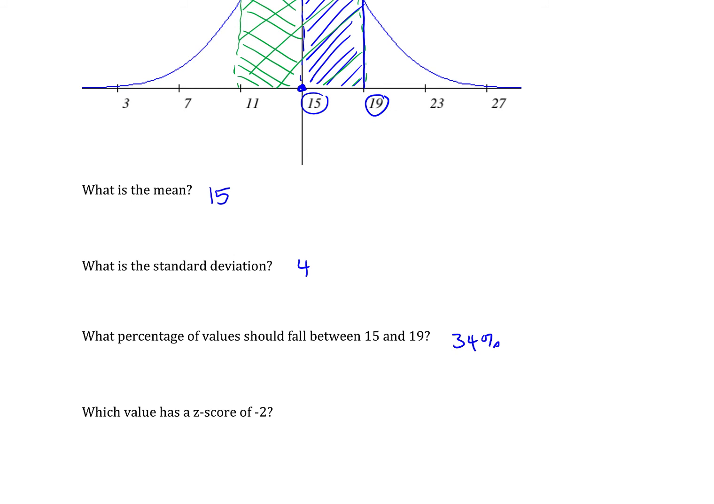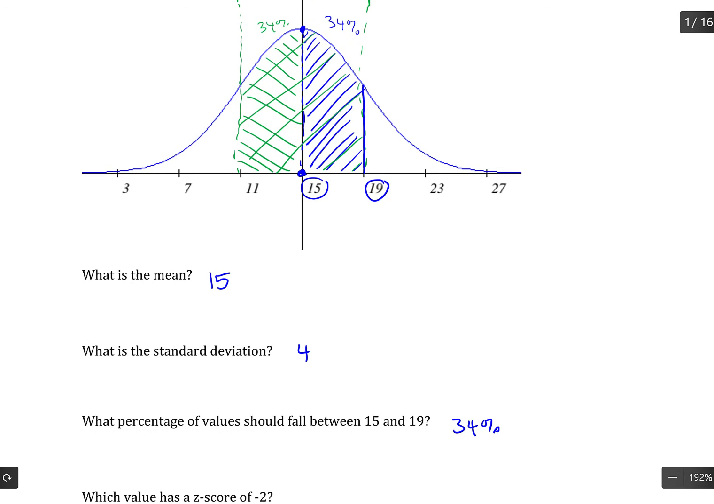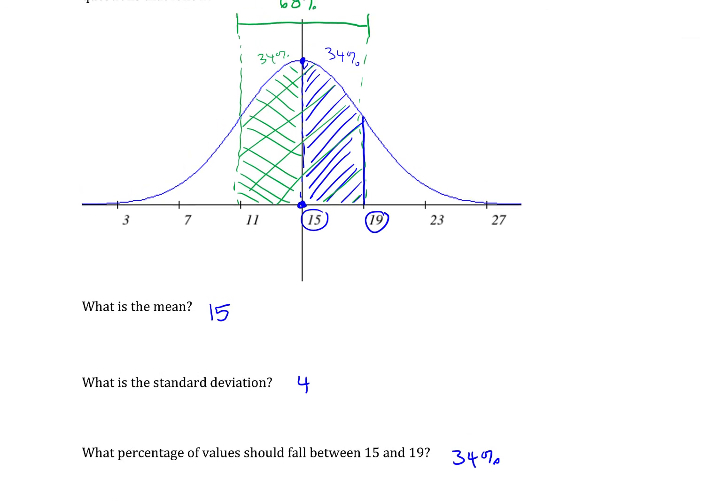Which value has a z-score of -2? So if we think about how these labels are created, 15 is the mean, and the mean is going to have a z-score of 0. So let's call this axis here x values, and let's call these numbers below z-scores. And the z-score is a measure of distance. It's how far away a value is from the mean, measured in standard deviations.